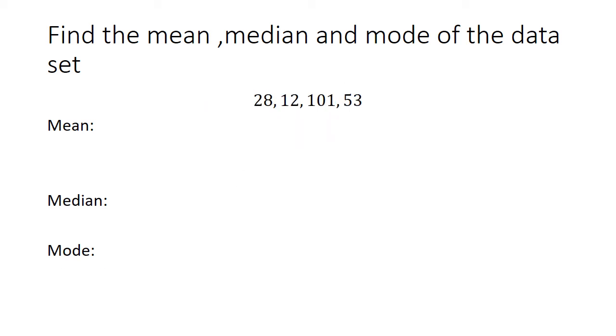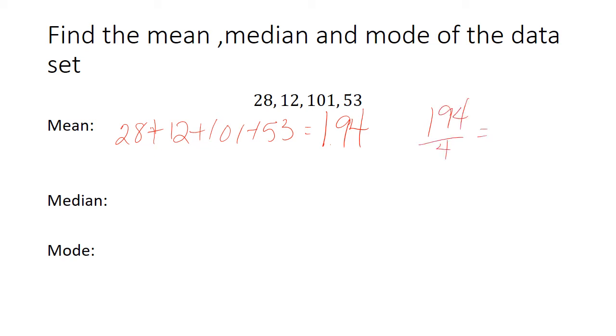All right, this is a slightly smaller set. Let's find our mean, median, and mode of this one. We're going to add them up. So we'll do 28 plus 12 plus 101 plus 53. I'm going to add that up and we will divide it by 4. So 28 plus 12 plus 101 plus 53 is 194. 194 divided by 4 is going to give us 48.5.